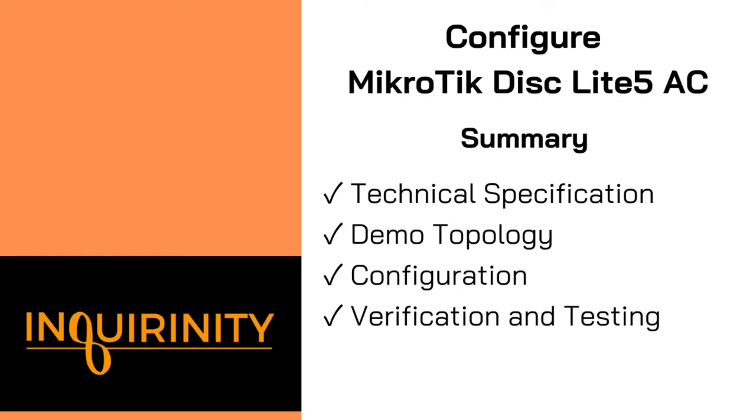So in this video, we configured MikroTik Disc Lite5 AC. First we enumerated some technical specifications of this device. I did discuss or provide an overview of the topology. Then we configured our MikroTik CHR appliance and our Disc Lites. Finally, we verified that there is an end-to-end connectivity between our routers, proving that our wireless point-to-point connection is working successfully.